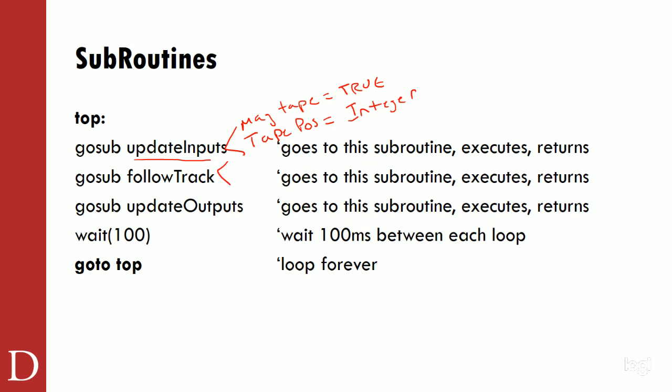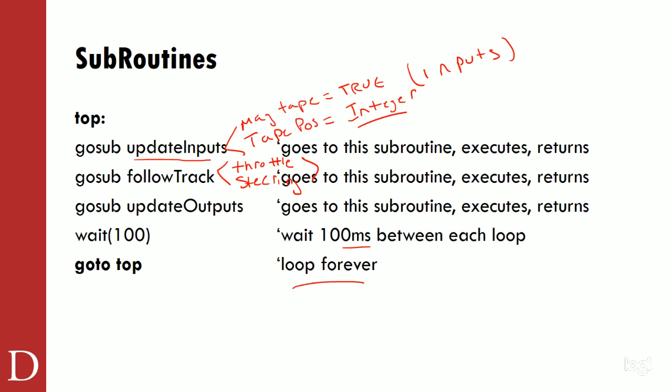The follow track is where I will determine what the throttle and what the steering are going to be. And that's going to be based upon what? Well, it's going to be based upon my inputs. These are my inputs right here, right? And those are going to help me to determine what my throttle and my steering are. And then the last thing is I'm going to update my outputs. So this is where I will actually tell the vehicle, here's what I want you to do. And in this particular case, I'm going to wait 100 milliseconds, and then I'm going to go back to the top and loop forever.